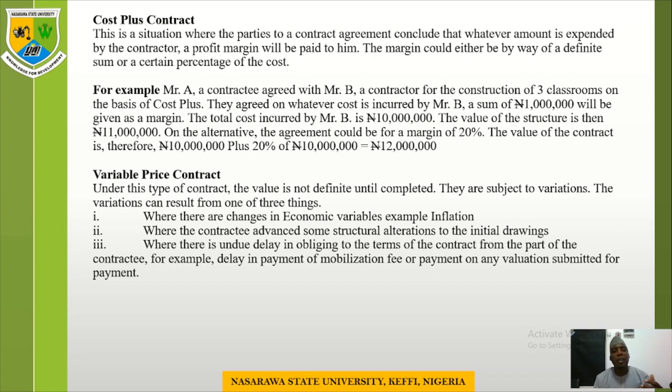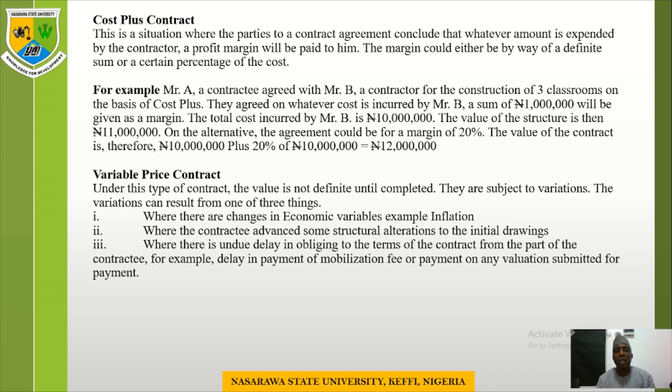Now we look at the third type of contract, which is the variable price contract. Under this type of contract, the value is not definite until completed. Whatever the amount of the contract, it will not be given to you until the work or the job specification is completed. They are subject to variations. The variations can result from one of three conditions.